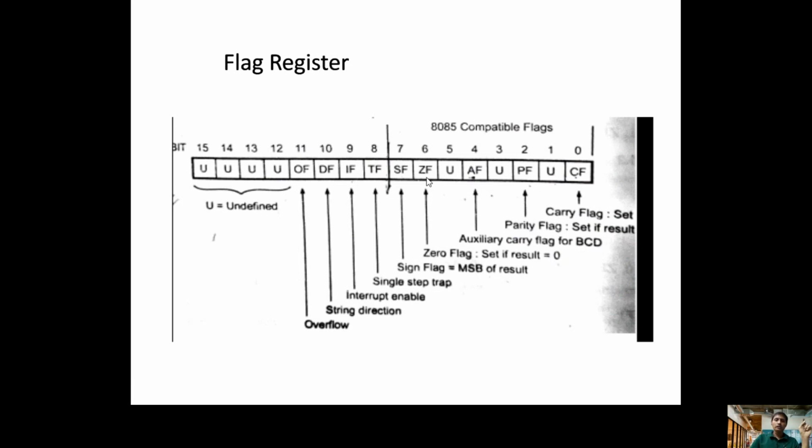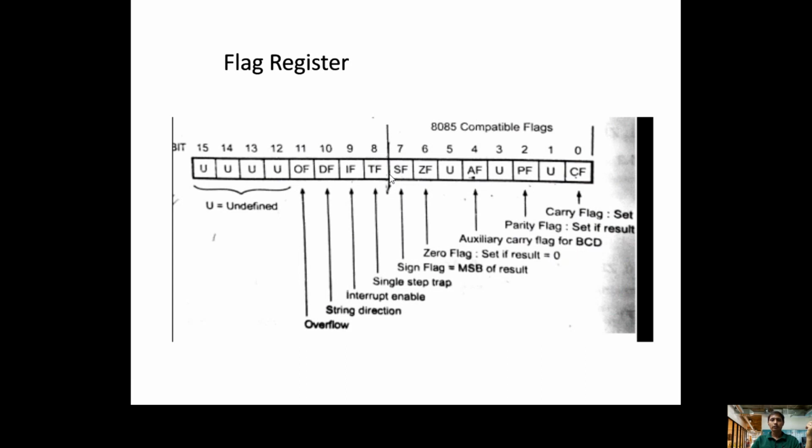Then the zero flag. The zero flag is set to 1 when the result is completely 0. For example, the exclusive OR operation of AL with AL. When AL is exclusive ORed with the same AL, then AL becomes cleared. So the result is now all zeros. In that case, the zero flag is set to 1.